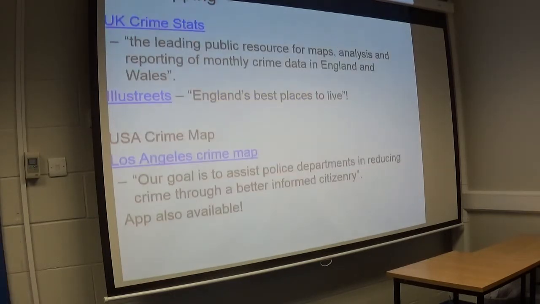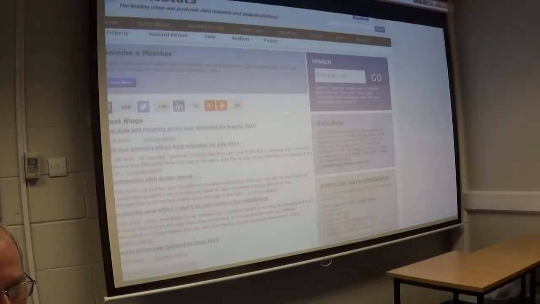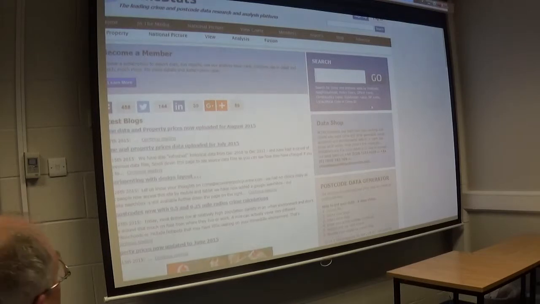Okay, so let's have a look at some other sources of information and the way they're visualised. Mapping crime statistics is very popular because the public want to know about crime, and there is the UK crime statistics data here, and let's have a look at this local one, Derby.